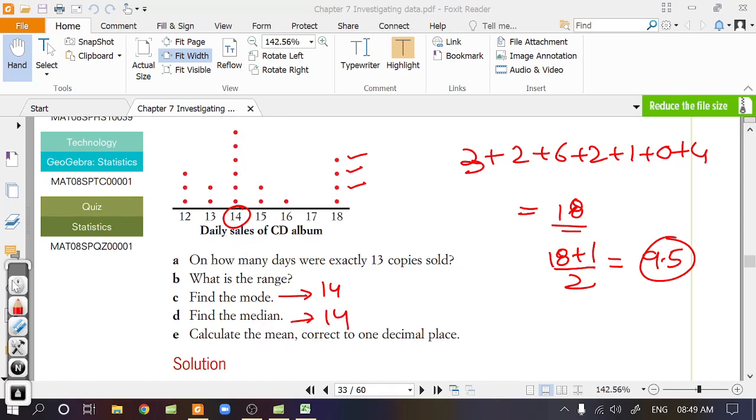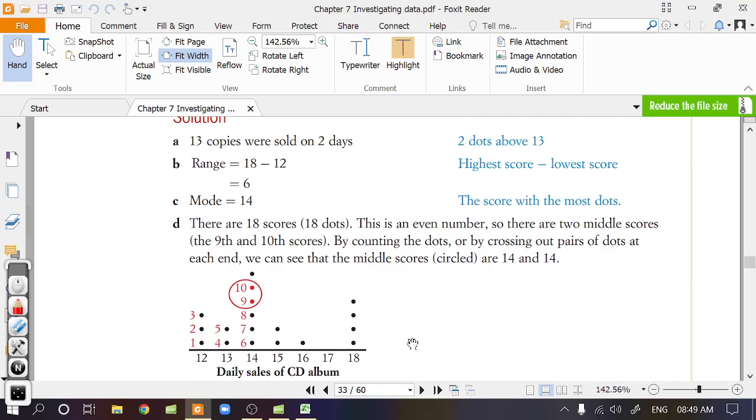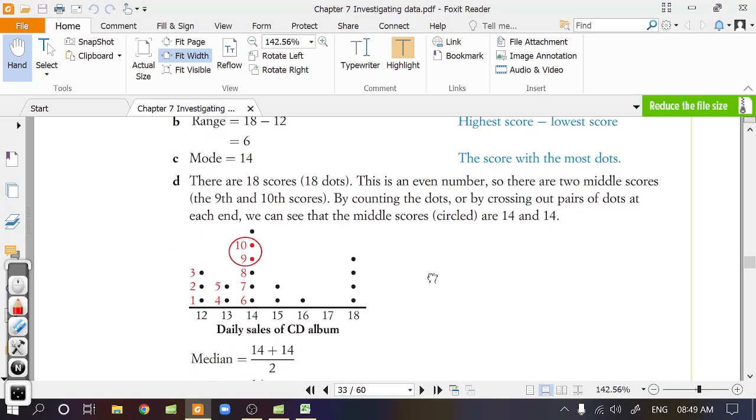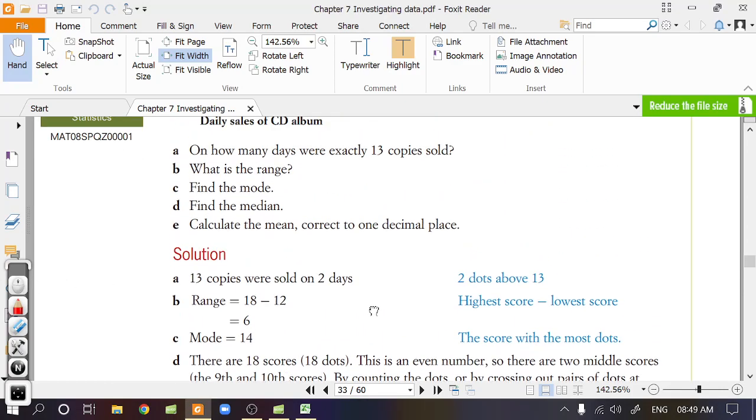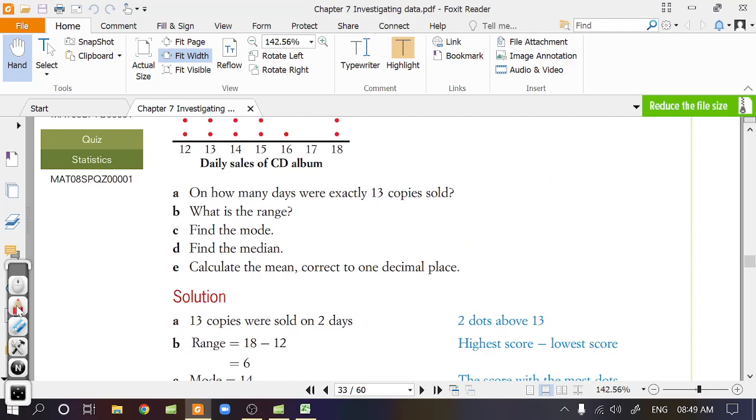Let's see whether the median is 14 or not. See here, between 9 and 10, he numbered it, very nice actually. 1, 2, 3, 4, 5, 6, 7, 8, 9. 9.5 will be exactly in between, the average. So the median is going to be 14. Akshita, is this clear? It should be. If doubtful, please message me again. Once again I explain.